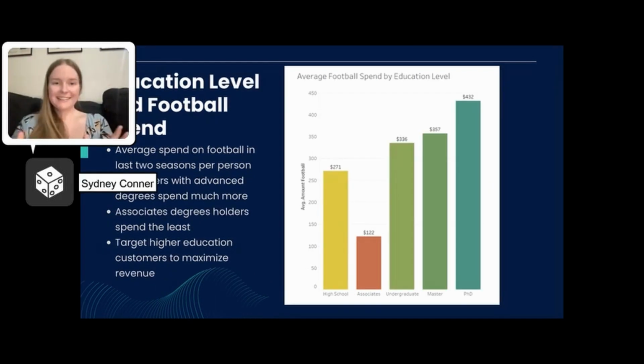Great, and this is about education level and football spend. So this is the average spend on football in the last 2 seasons per person. Customers with advanced degrees, as you can see here, spend significantly more. And associate degree holders spend significantly lower than the rest. So with this information, we should target higher education to maximize our revenue and maybe try to figure out what's happening with the associate's degree holders. Maybe we aren't marketing to them. Maybe we shouldn't be marketing to them, but we should figure something out for that demographic.